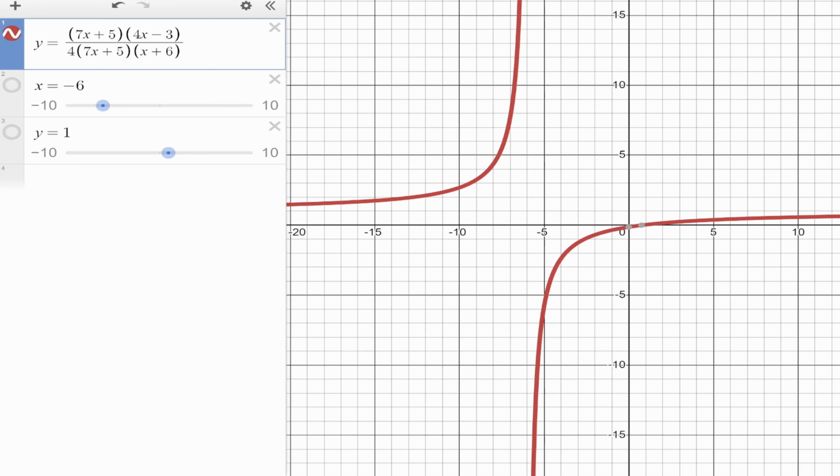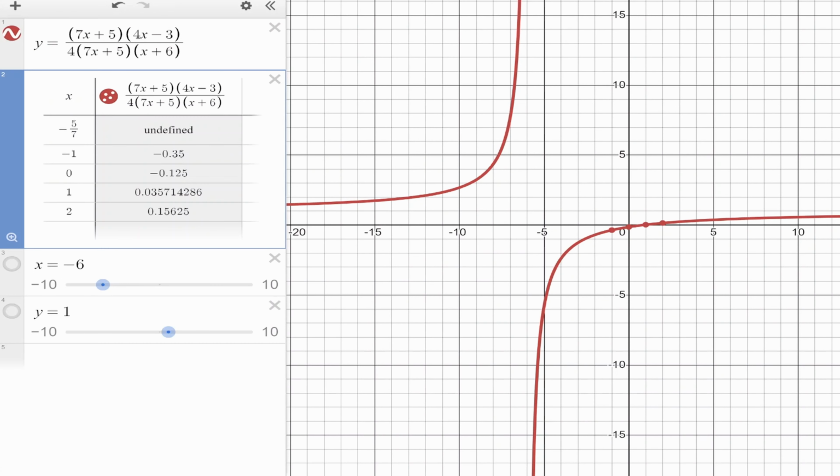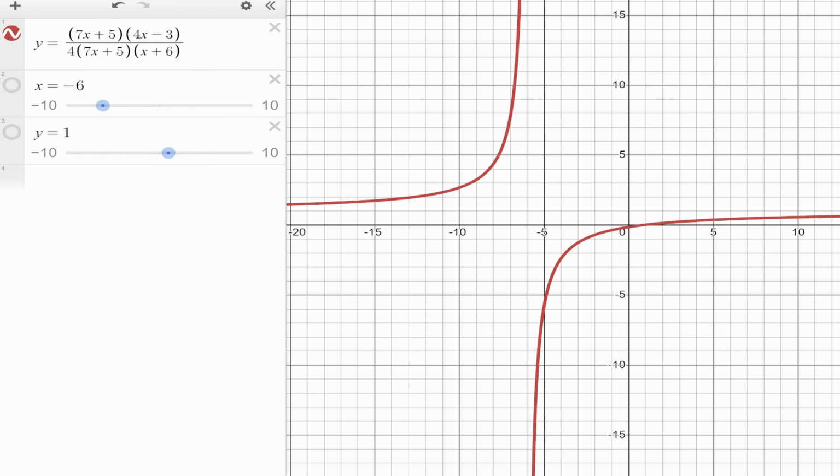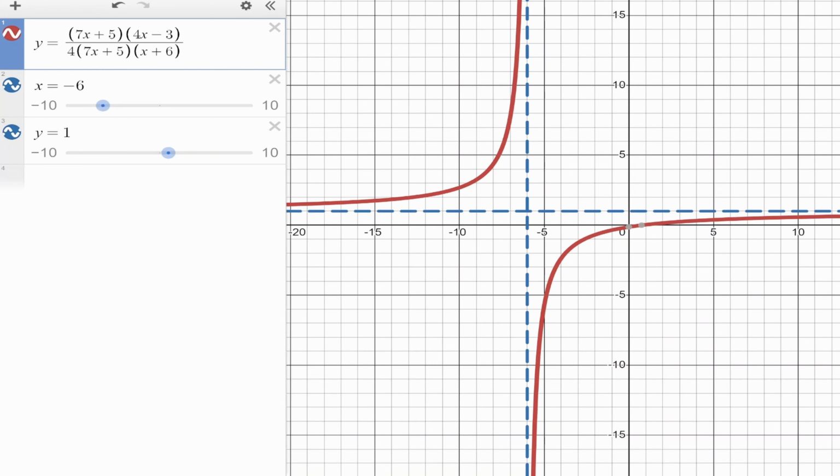Do we have a hole at negative 5 over 7? Well, we cannot really see it on the graph. Let's take a look at the table of values. And notice that at the location of negative 5 over 7, it is undefined. So we definitely have a hole in there. Do we have a vertical asymptote at x equals negative 6? We do. We can see it there. Do we have a 0 at 3 divided by 4? We do. 3 divided by 4 is 0.75. Do we have a horizontal asymptote at y equals 1? We do. We can see it there. So all four characteristics are here. Then we have created the correct rational function.